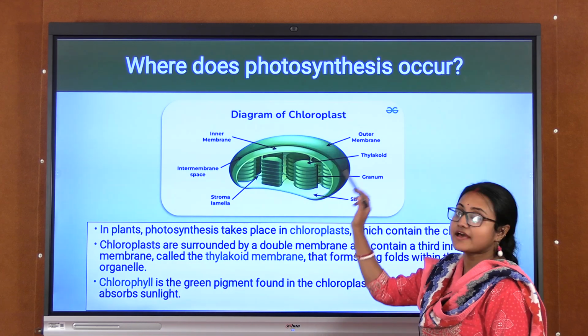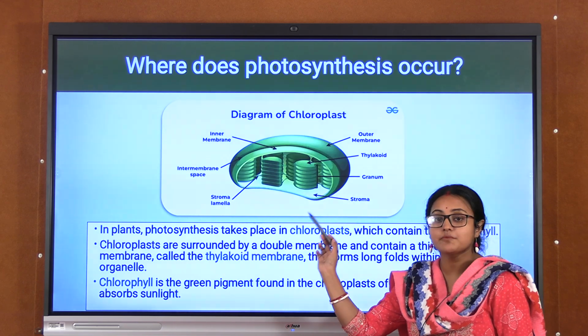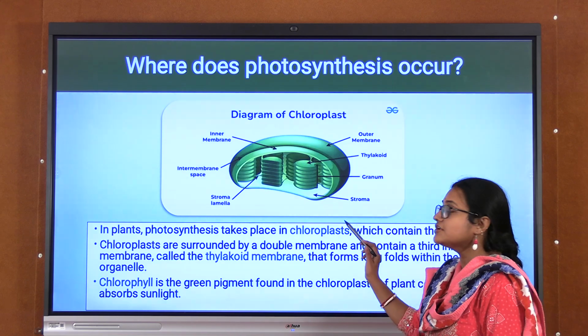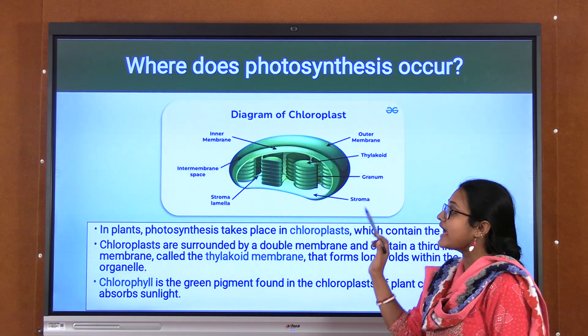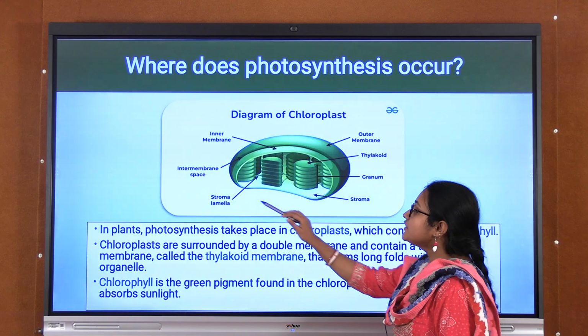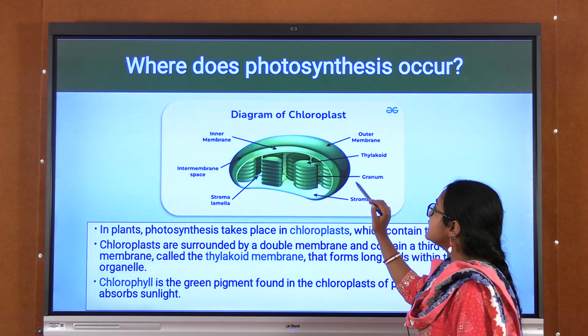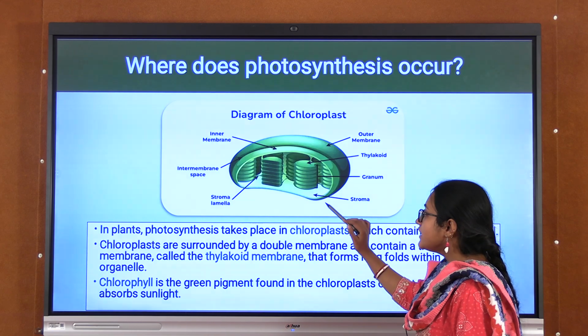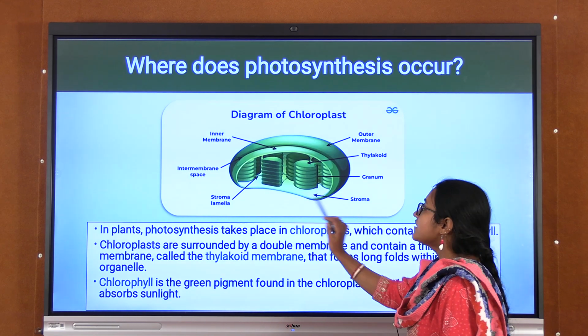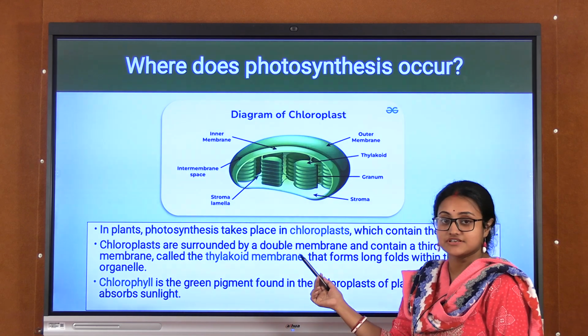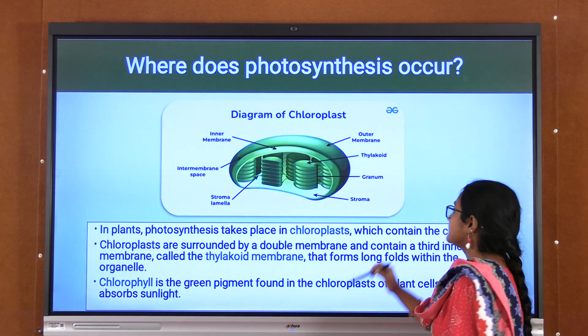It is found inside the cells. Chloroplast is not present in animal cells; it is present in green plants and algae. There are different parts of the chloroplast, like the thylakoid membrane and the stroma. It is a double membrane structure, and all parts have different functions and roles in photosynthesis.